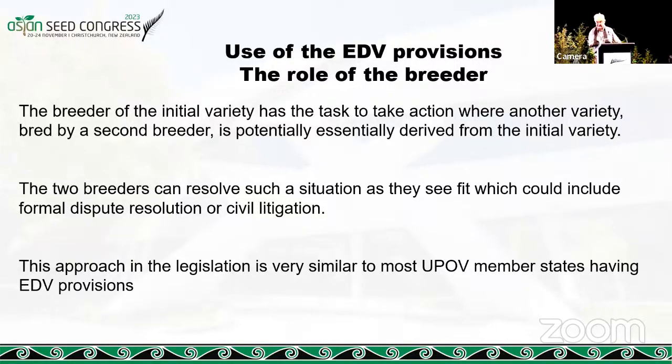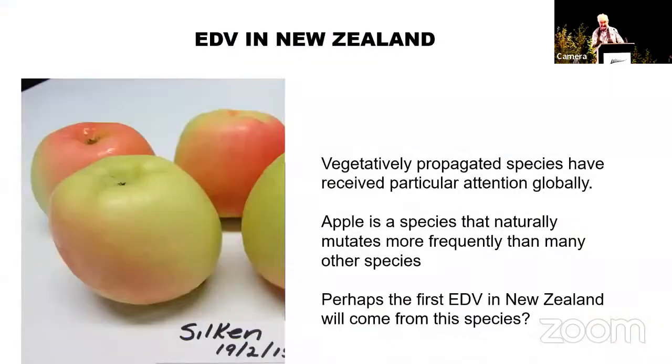This approach to the legislation is, again, very similar to what is occurring in most UPOV member states that have EDV provisions. So again, it's about having something in common with other authorities, a common national approach. But where does that, what's happening here?